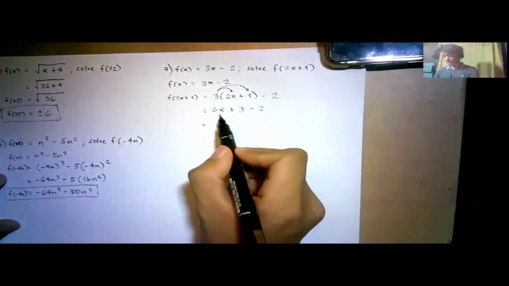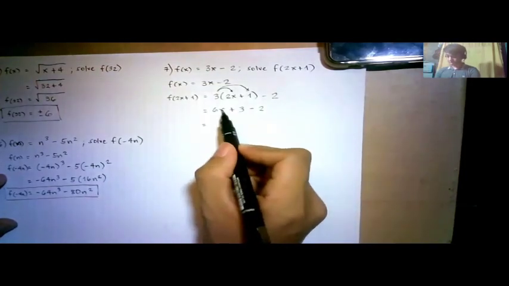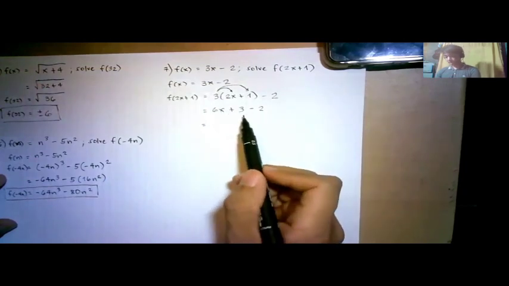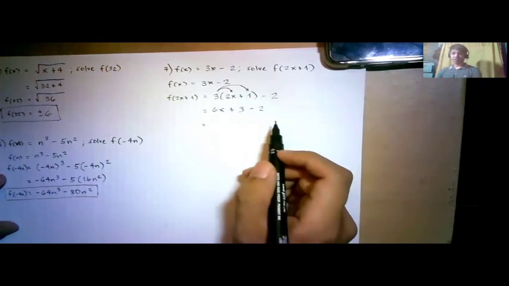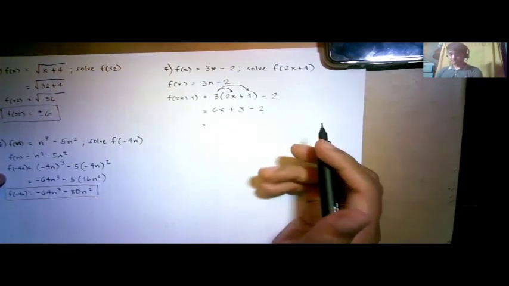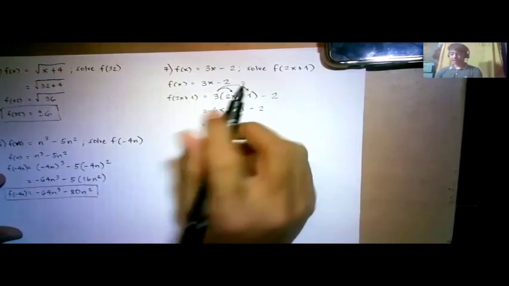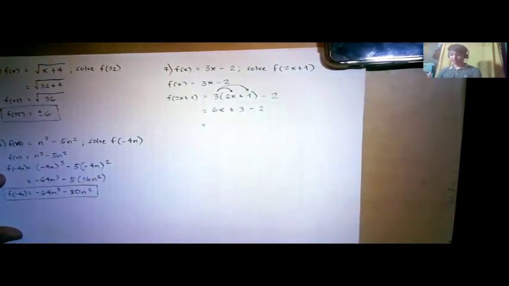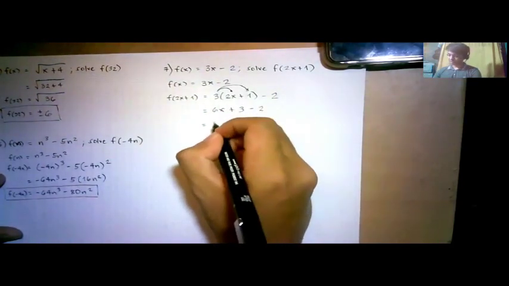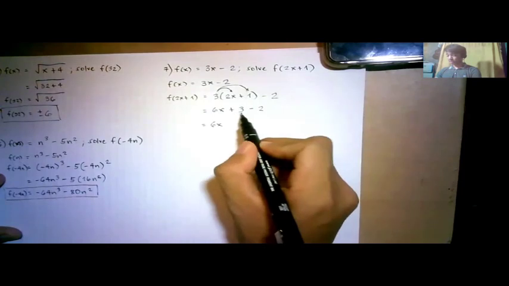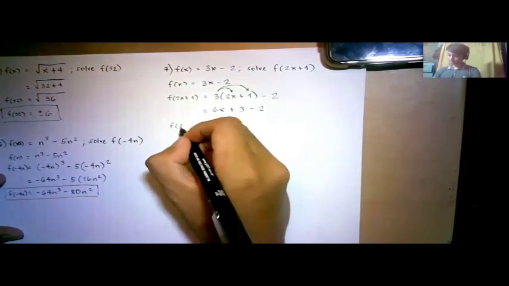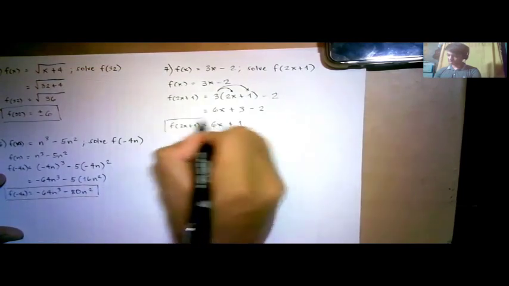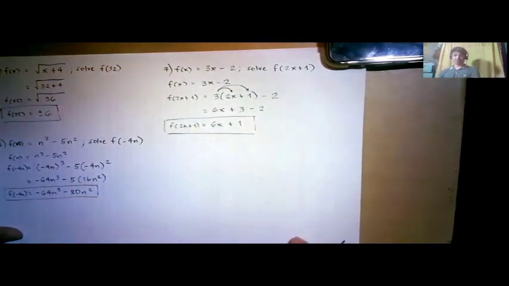So we cannot add 6x and 3, right? Because 6x has a variable, while on the other side, 3 and negative 2 do not have any variable by itself. So that's one of the rules in addition and subtraction of polynomials. We cannot add or subtract unlike terms. So 6x, we're going to bring it down, then evaluate positive 3 and negative 2, so that will give you positive 1. So function of 2x plus 1, this is now your final answer.